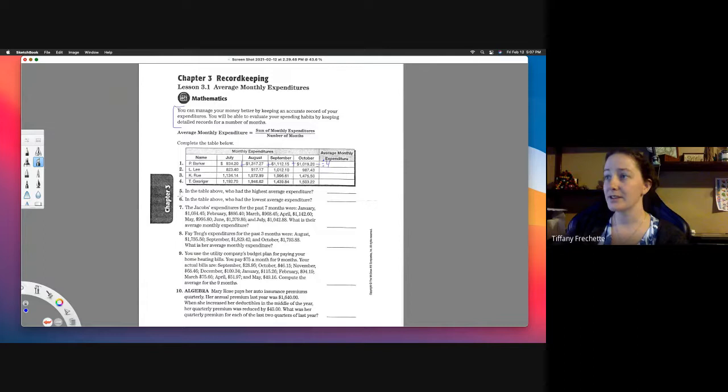Number 5 and 6 just simply says in the table above who had the highest average expenditure. So, who's got the biggest amount here, and then who has the lowest average expenditure, so who spent the least on average. So you're just putting a name on those two lines.